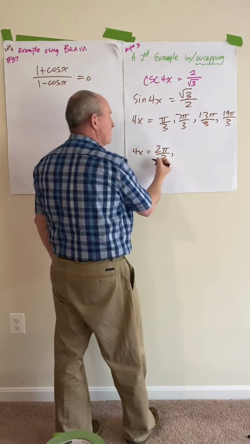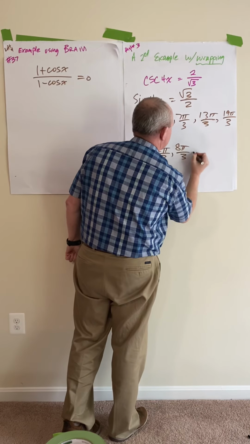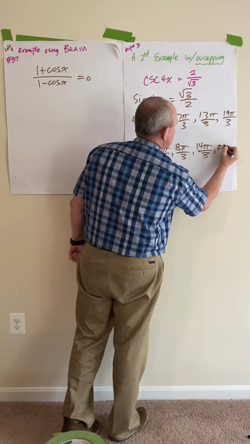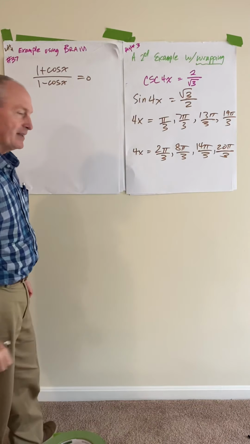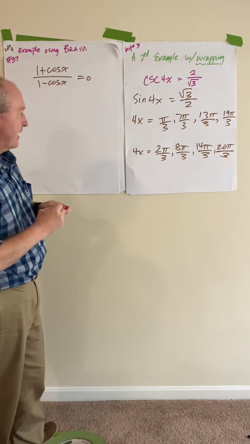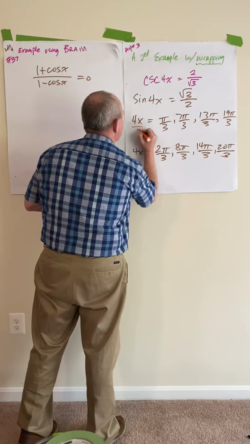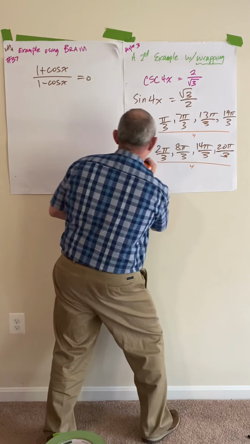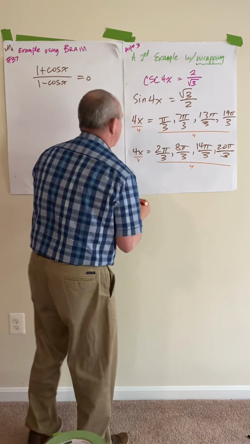And then down here, we're going to add 6 pi over 3. We're going to get 8 pi over 3. We're going to get 14 pi over 3. And we're going to get 20 pi over 3. We're going to divide all these guys now. We're going to divide everything by 4 because we're trying to get x by itself. And so our solutions, I'm going to list them out down here.